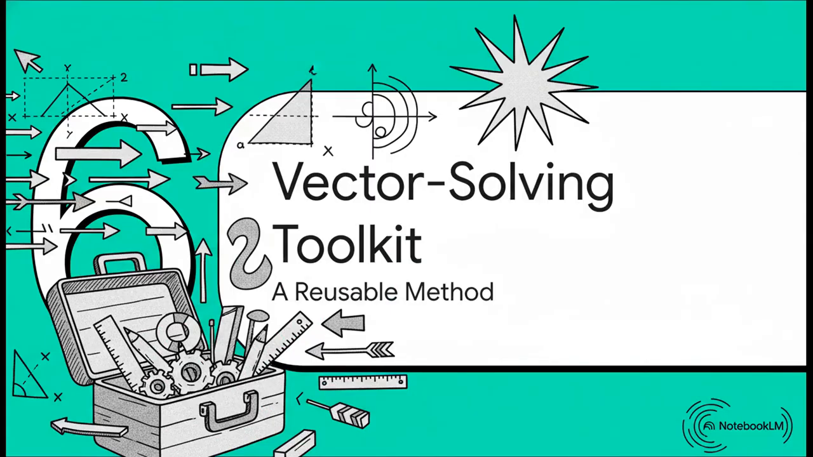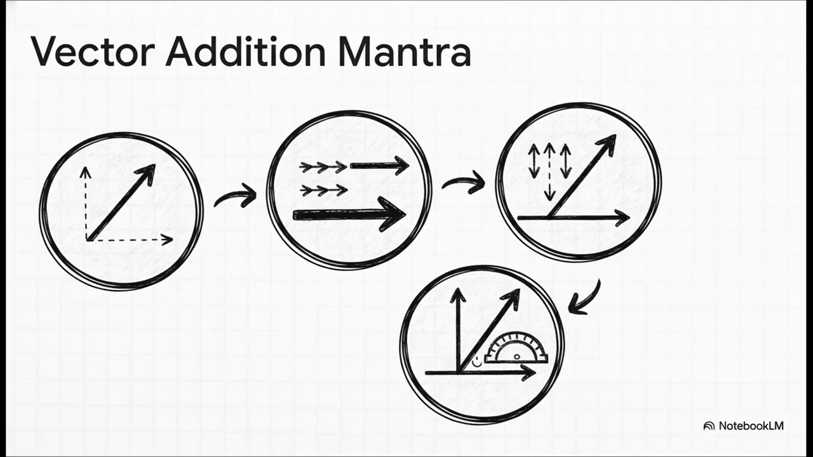So, look, the big takeaway here isn't just the number 44. Who cares about that, really? The important thing is the powerful, reusable method that got us there. Think of this as your new vector-solving toolkit. This should be your new mantra for any vector addition problem, no matter how many vectors they throw at you. Break it down into x and y. Add up the x's, add up the y's. Then rebuild the final answer with Pythagoras and inverse tangent. It's a foolproof system. It works every single time.